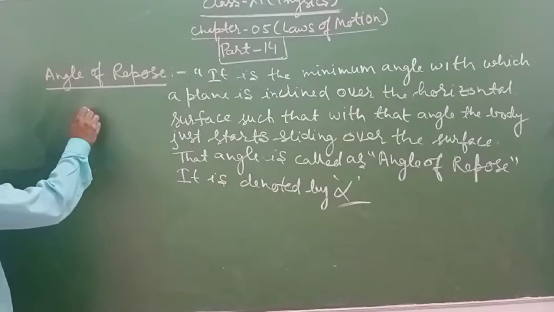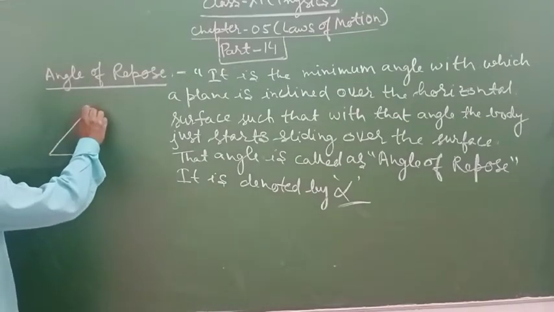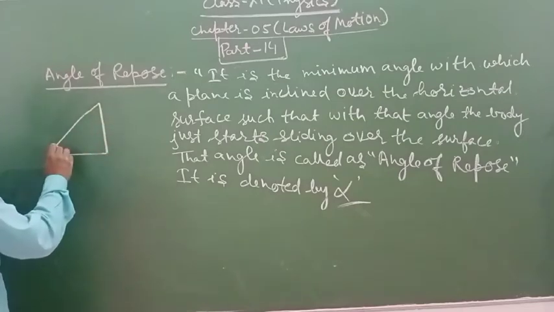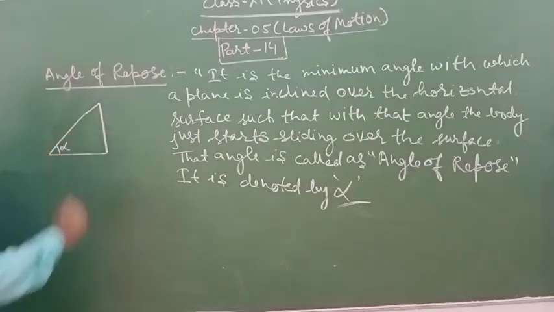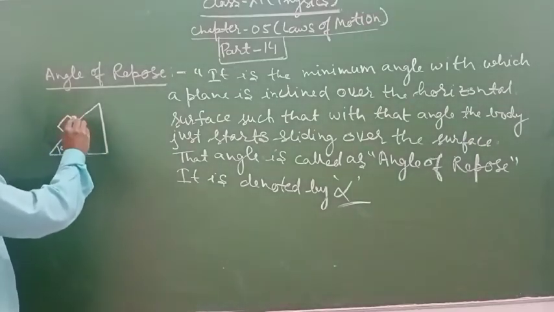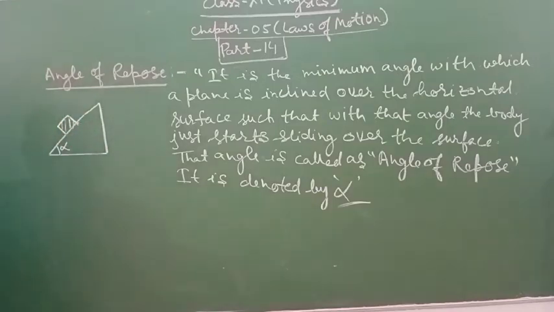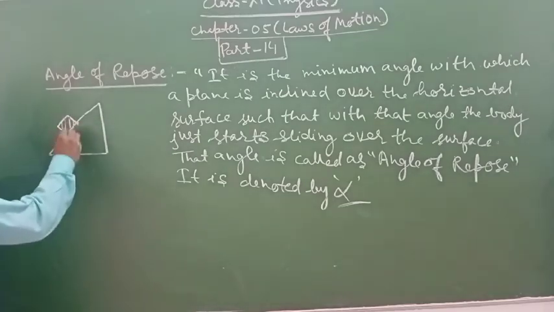Suppose this is an inclined plane, and over this inclined plane a block of mass m is placed, and with this inclination the block slides down over the inclined plane. So this is the angle of repose. Now how do you find this angle of repose?